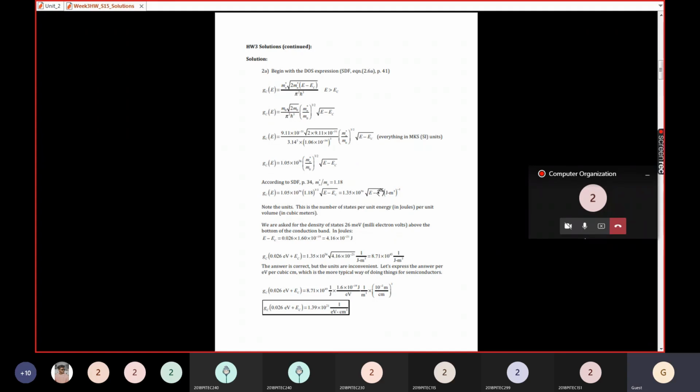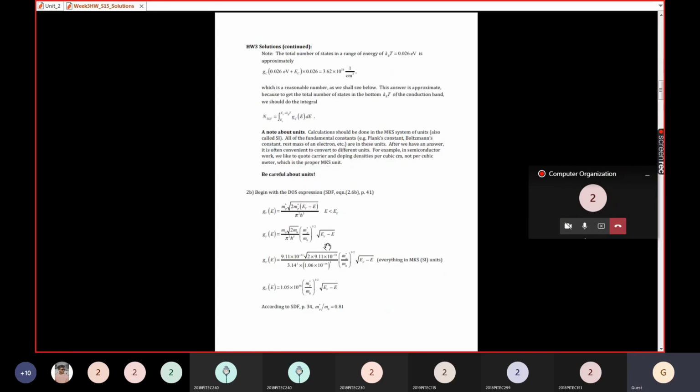Directly you can put it. E minus EC is equal to 0.026 into 1.6 into 10 to the power minus 19. So automatically you will be getting the value as 4.16 into 10 to the power minus 21. Just multiply it, and finally you will get the value of Gc of E. This is how you find how many electrons are filled in the conduction band.